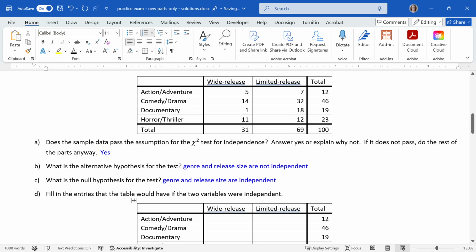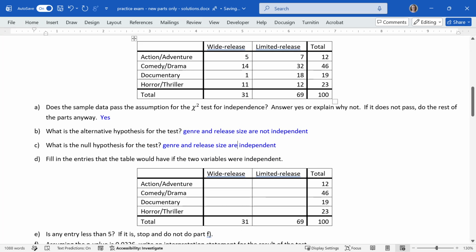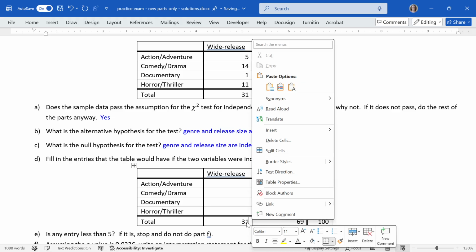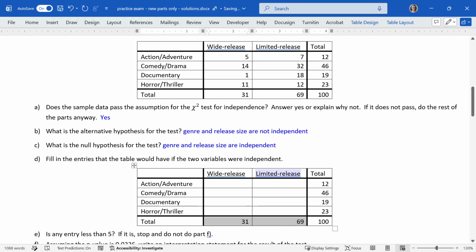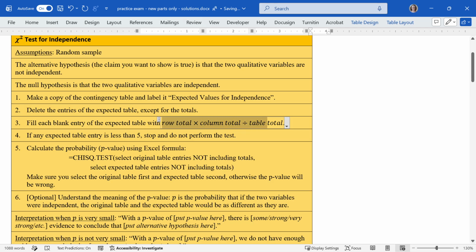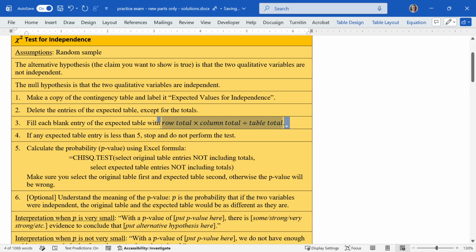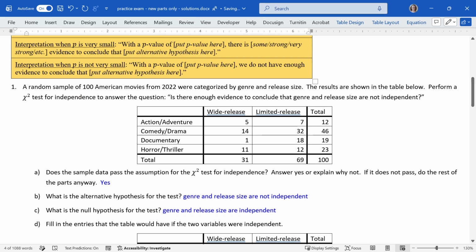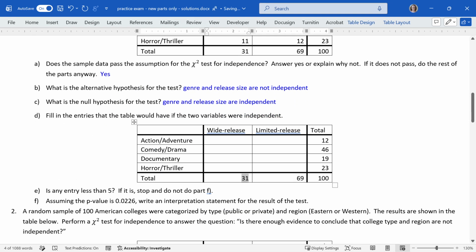Okay, and now we're going to fill in what these table entries would be if these two variables, genre and release size, were perfectly independent, meaning that we're going to mimic this exact ratio of 31 to 69 in each of these rows, but making it add up to the right row total over here. The way you do that is using this formula: row total times column total, divided by table total. So we're going to have to do that 8 times, and I'm going to put these in all of these cells.